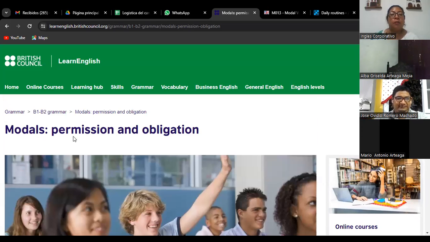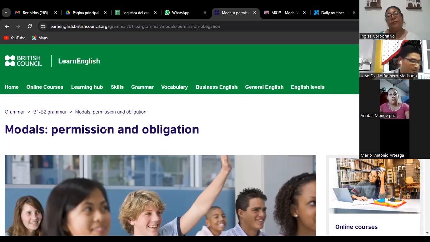We learned some of the modals to ask for permission or to show an obligation. Okay, ¿cuáles eran para permission? Do you remember? Can, yes, correct, can. Pero dijimos que era una manera no tan formal, no tan polite para pedir permiso, pero sí se utiliza. Can I borrow your book? Can I go out tonight?